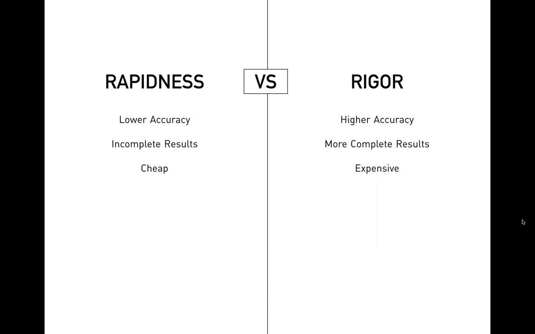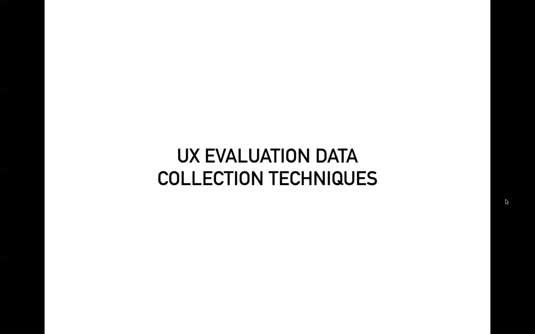So how much money do you have in your budget? More high-rigor evaluation is going to be more expensive, versus more rapid methods are going to be on the cheaper side. Rigor is going to result in more complete results, and it's going to have higher accuracy. But it's all about balancing how much time do you have, how much money do you have. How high can you go in the rigor category without sacrificing all of your budget and taking way too much time on this portion of UX design? So it's really just trying to create that balance.